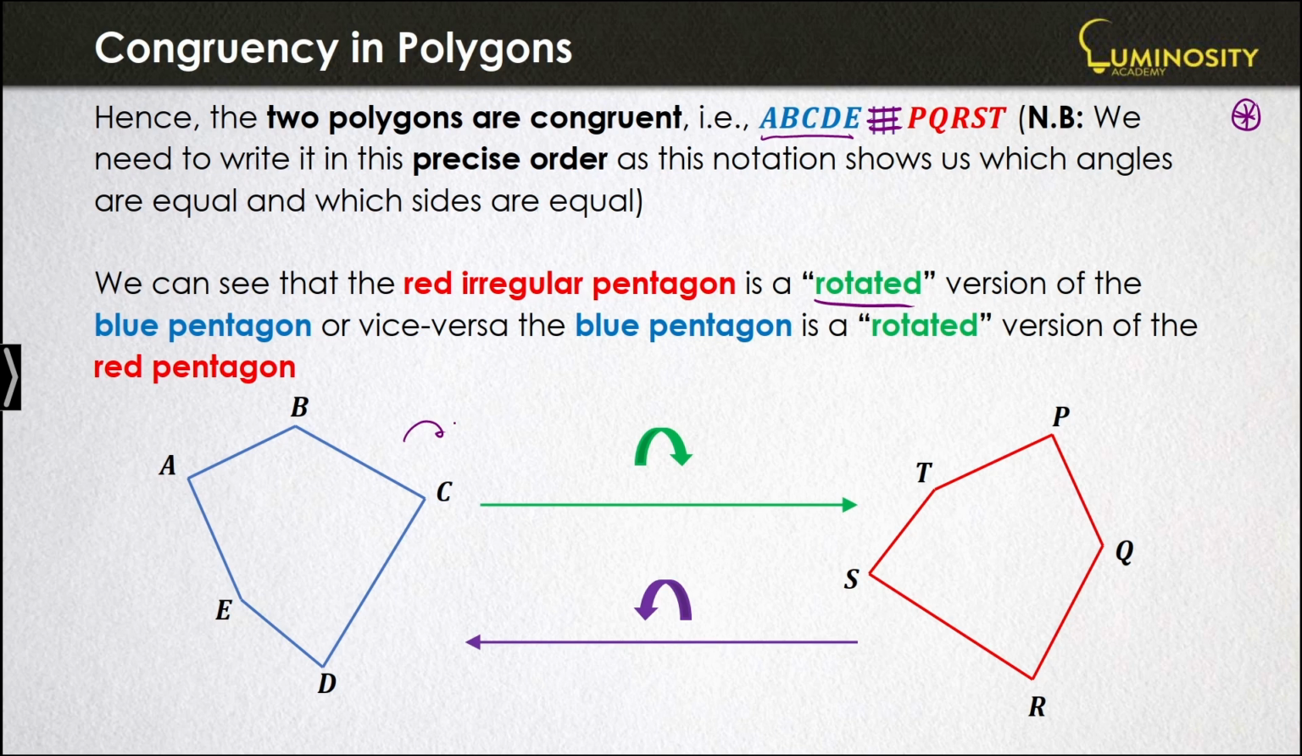So if you had to cut these two shapes out on a piece of paper and you put them perfectly over each other, they should match perfectly. That's the whole idea of congruency. So that's congruency and polygons.